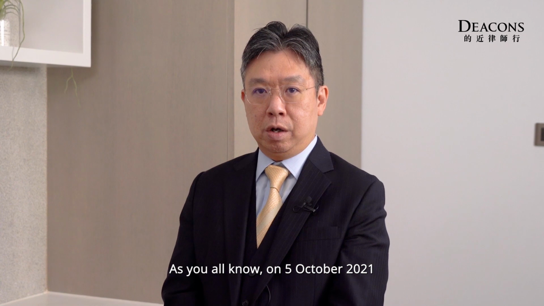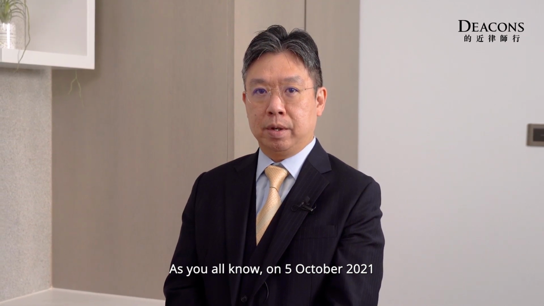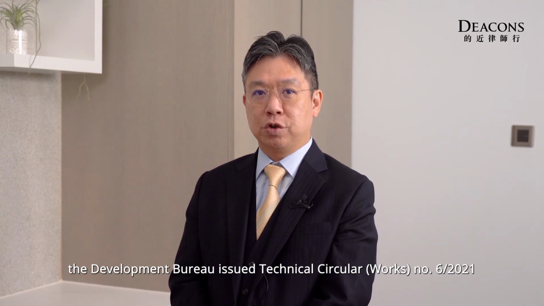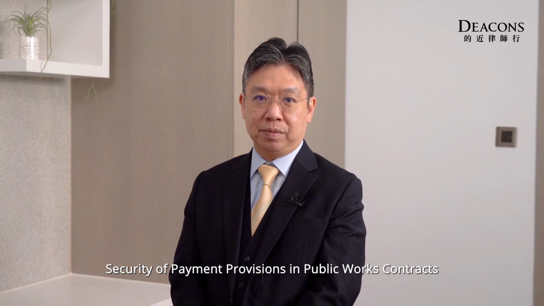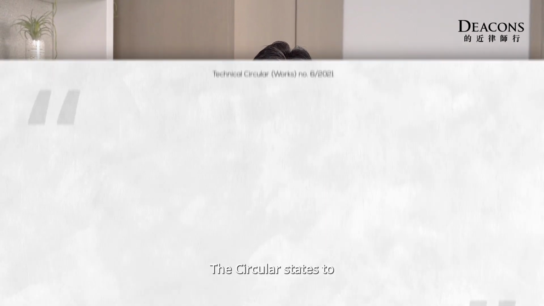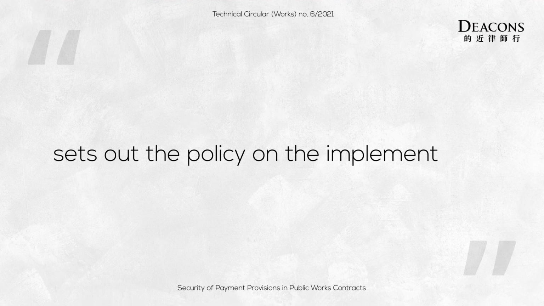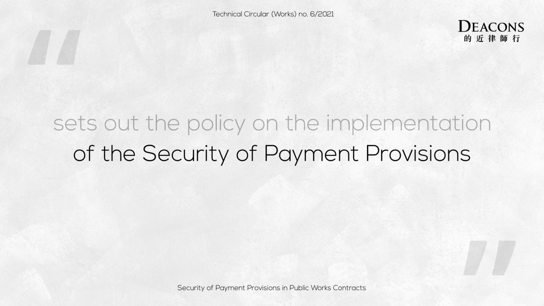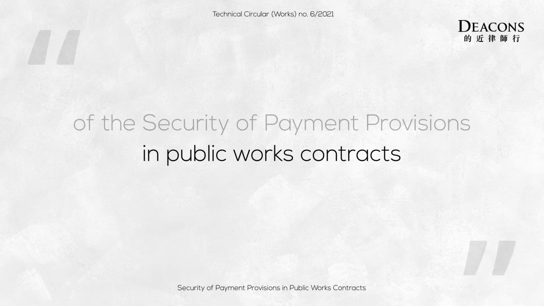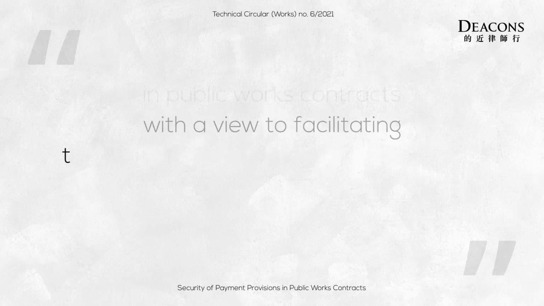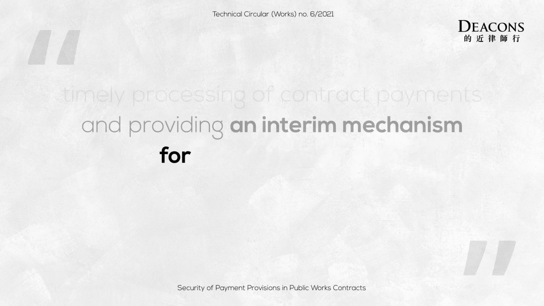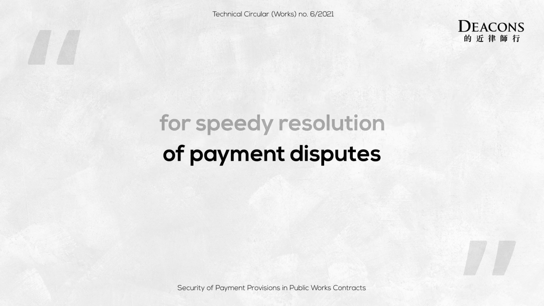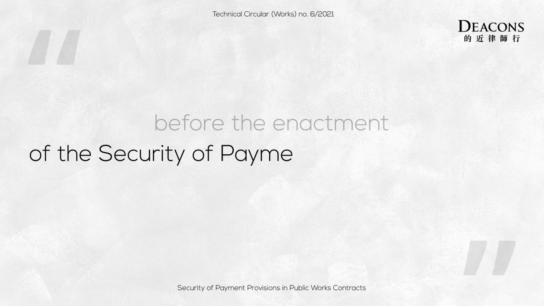As you all know, on 5 October 2021, the Development Bureau issued Technical Circular Works Number 6 of 2021, Security of Payment Provisions in Public Works Contracts. The circular states to set out the policy on the implementation of security of payment provisions in public works contracts, with a view to facilitating timely processing of contract payments and providing an interim mechanism for speedy resolution of payment disputes before the enactment of the security of payment legislation.